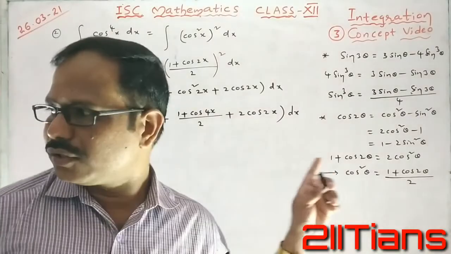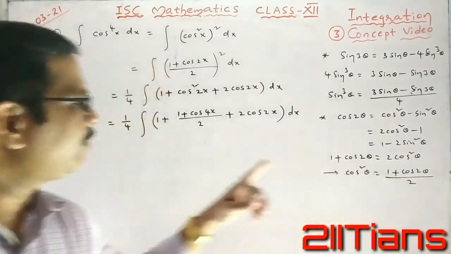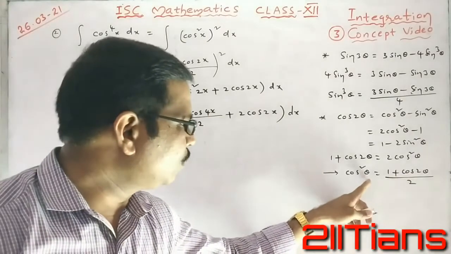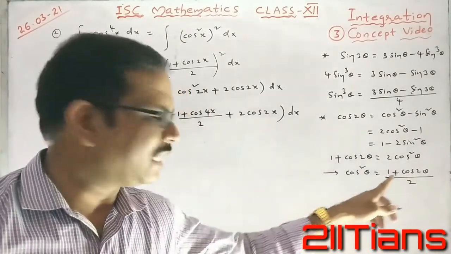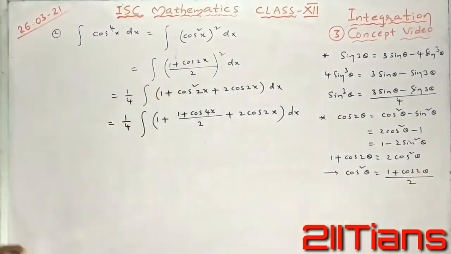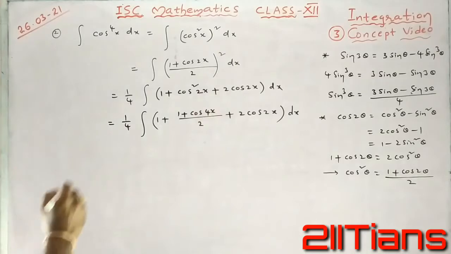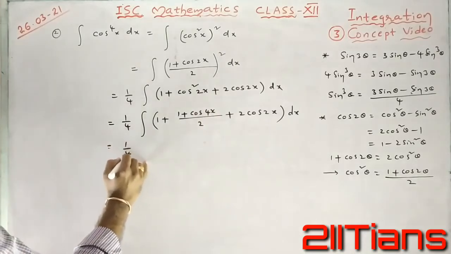If it is cos square theta, we will get (1 plus cos 2 theta) by 2. But we want cos square 2 theta. So in the place of theta, keep 2 theta. So we will get 4 theta. Here I have 2x, so we will get 4x. Hope it is clear.